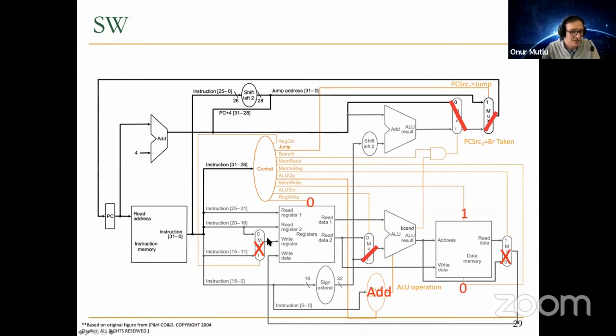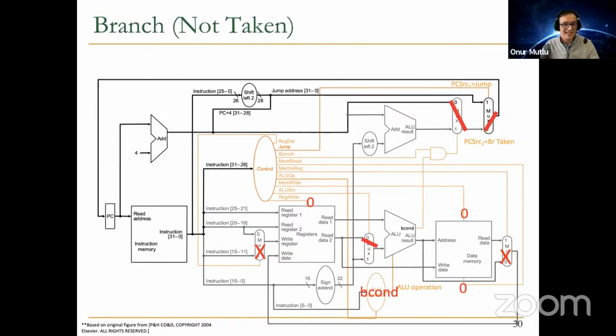We don't care about the destination register ID because we're not going to write to the register, because the reg write signal has to be 0. Other than that, the calculation of the address is essentially the same as load word, as you see over here. Okay. Now, branch not taken is interesting.